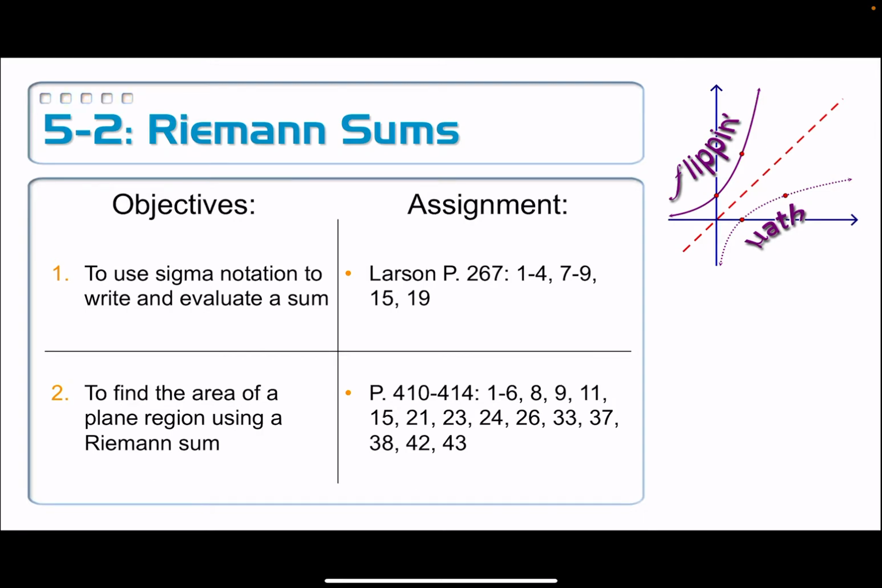Our first objective is to use sigma notation to write and evaluate a sum. If you've never seen the Greek letter sigma, you're just about to. And the second part is that part about finding the area underneath the curve. So we're going to define what the area of a plane region is, and then be able to find it with this thing called a Riemann sum. Okay, Riemann was a German mathematician, of course, who symbolized all of this stuff.